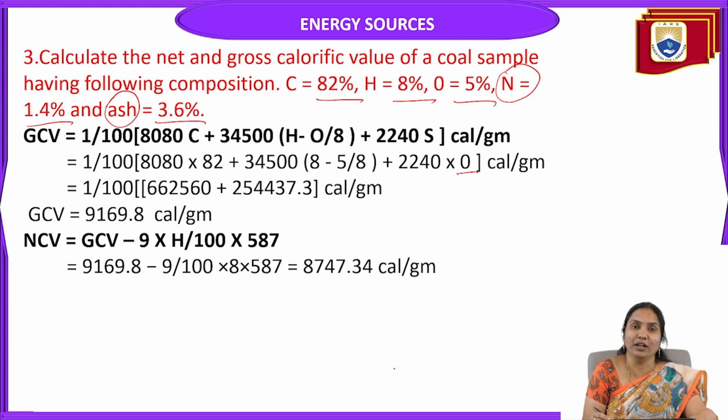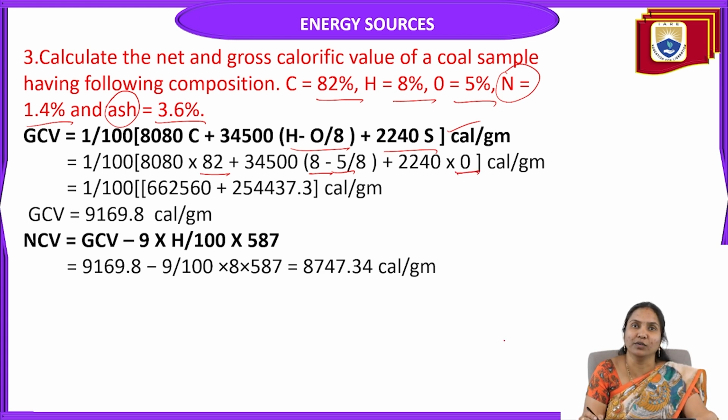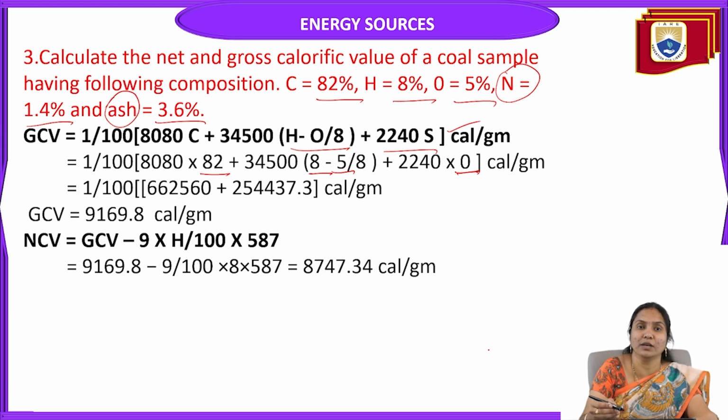Gross calorific value is equal to 1 by 100 into 8080 carbon plus 34,500 H minus O by 8 plus 2240 sulfur, calorie per gram. This is the formula used for the determination of gross calorific value. So we can substitute the percentage of carbon, hydrogen, oxygen, sulfur in this formula. According to the given data, carbon percentage is 82, hydrogen percentage is 8, and oxygen is 5, and sulfur is not given, so we take 0. We substitute all these values in the above formula.